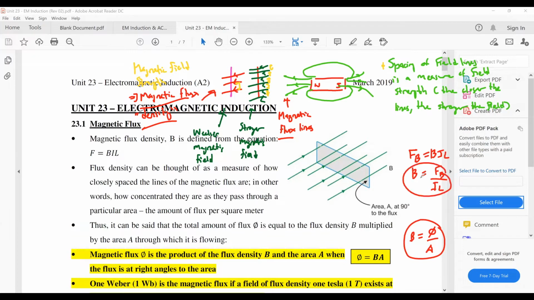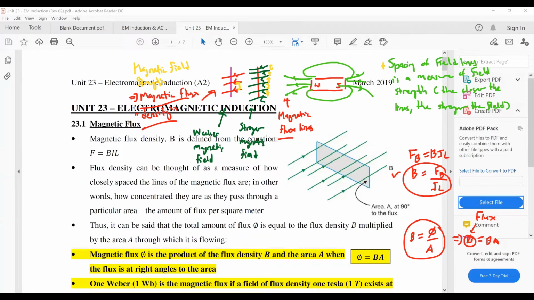Your magnetic flux density is defined from this: force per unit current per unit length. You use this to define your B. But for your case here, B also being flux over area, you do not use this as the formal definition of flux density. Instead, you use this as the formal definition of your flux. Okay, the symbol phi here represents flux.